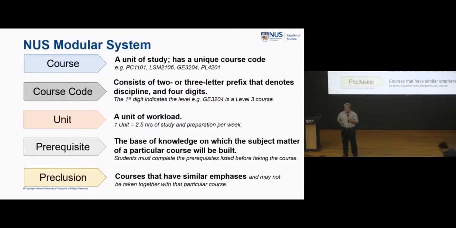NUS in general is a very modular system. You already know that, right? Every semester you take about 5 courses. 5 is about the average. We sometimes take 6, or 4 if you think you don't want to handle so many at one go or you have overloaded. Now I want to just show you a few things today.